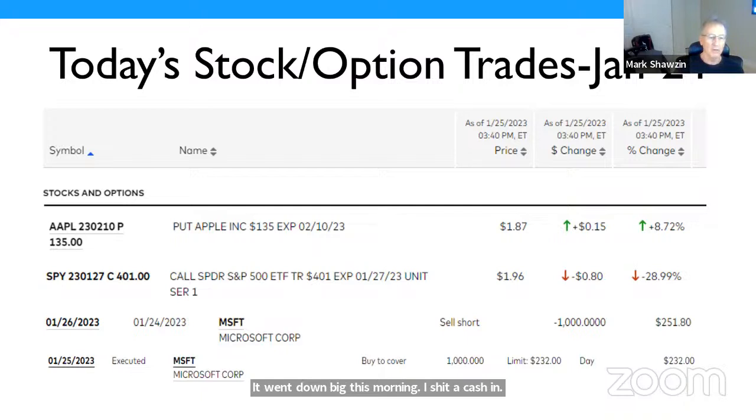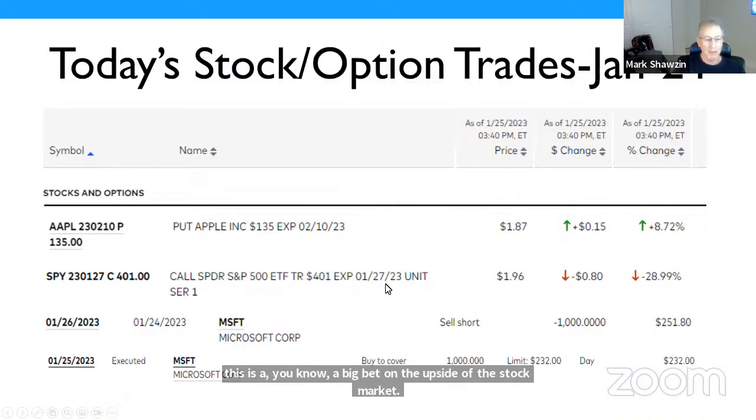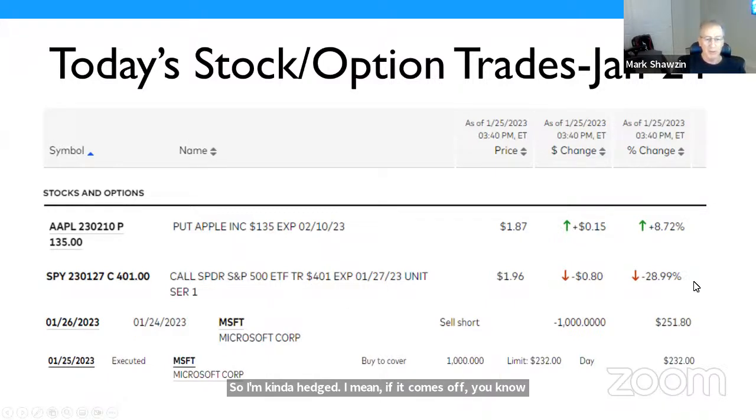And on the close, we had a huge, what I call a key reversal. We made a new low and closed on the high. So I just bought these S&P call options that expire on Friday. So I've only got 2 days for this bet to work. And I bought the 401s. The S&P closed at 400 today. And that still tells me I think we've got gas left in the tank on the upside here. So this is a big bet on the upside of the stock market. So I'm kind of hedged. If it comes off, my Apple puts will work. If it goes up, I'll make some money on these calls.